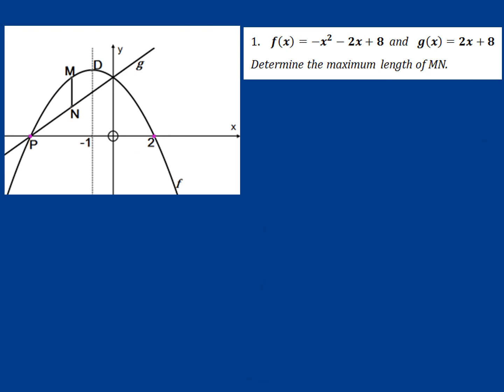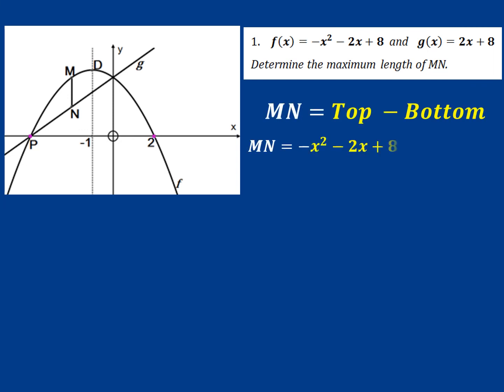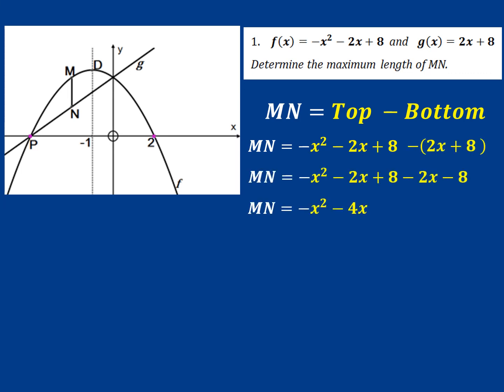Let's just go back to example 1 and see if this method will give us the same answer. Now remember, we got a maximum distance of 4 units. So the process starts in exactly the same way. To get the distance MN, we go top minus bottom, so parabola on top minus the straight line underneath, and we simplify to minus x squared minus 4x.